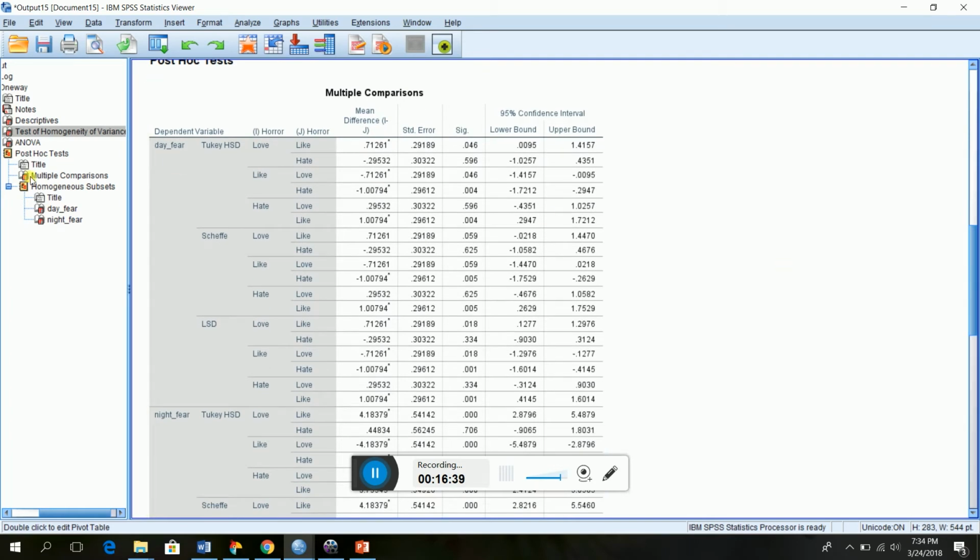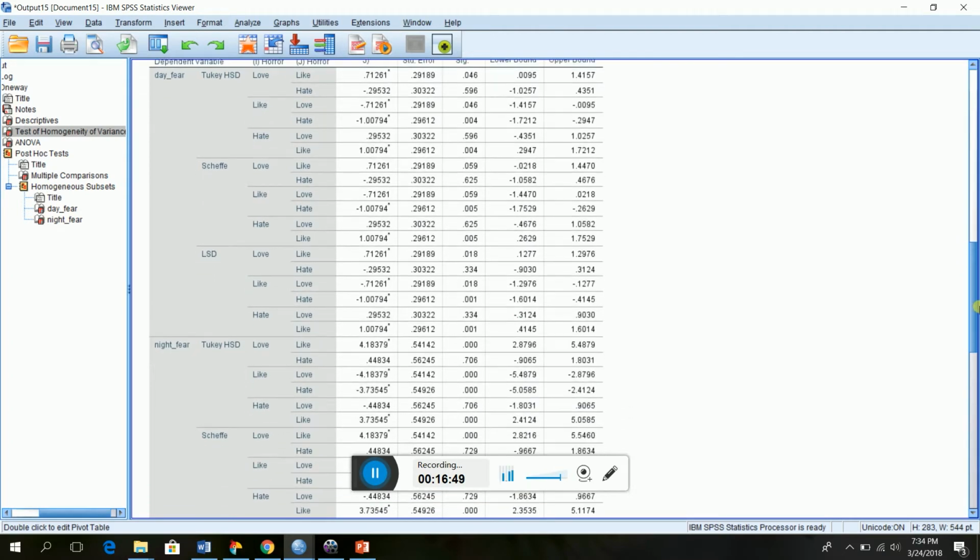Here are the post hoc tests for the day fear condition. We've got Tukey, Scheffé, LSD. And for the nighttime fear condition, again, we have Tukey, Scheffé, and you can't see it, but LSD is down here. We have to decide which post hoc test we're going to look at, because they can give different patterns of results. The Scheffé will typically find the fewest significant differences. LSD will find the most significant differences, and Tukey will be in between.